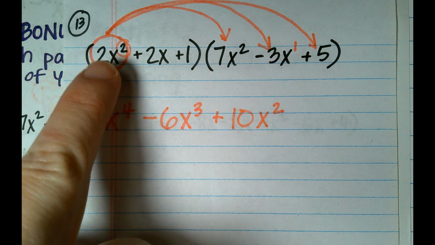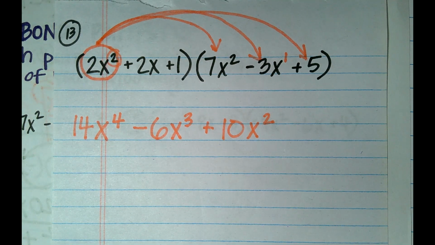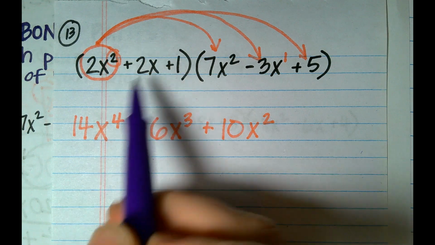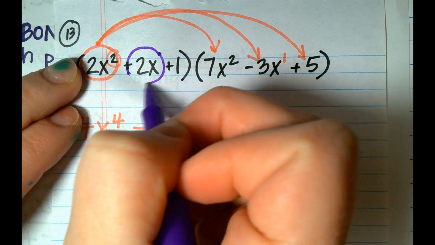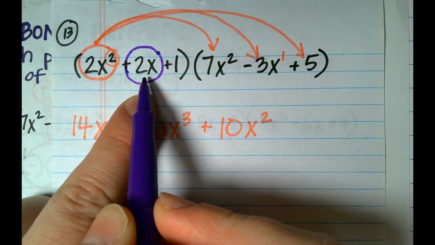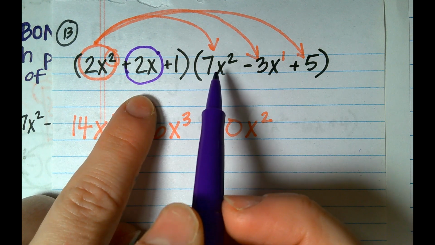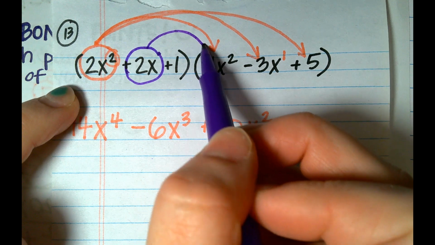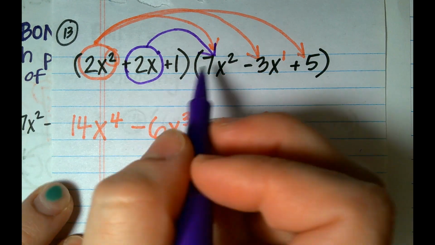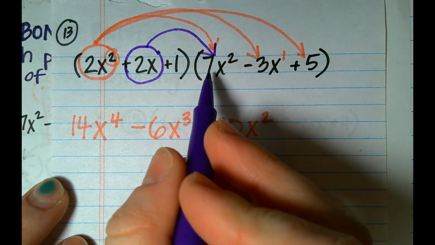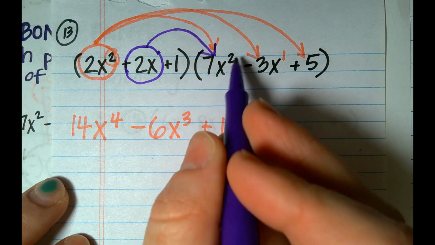I have multiplied my 2x squared by all the terms in the other one. So now I'm going to use another color, and all we need to do next is go to the next one, 2x, and we're going to use distribution for that term. So I'm going to take 2x times 7x squared. We're starting over. Perfect. So I'm going to get 2 times 7, which is 14, x to the 3rd power.